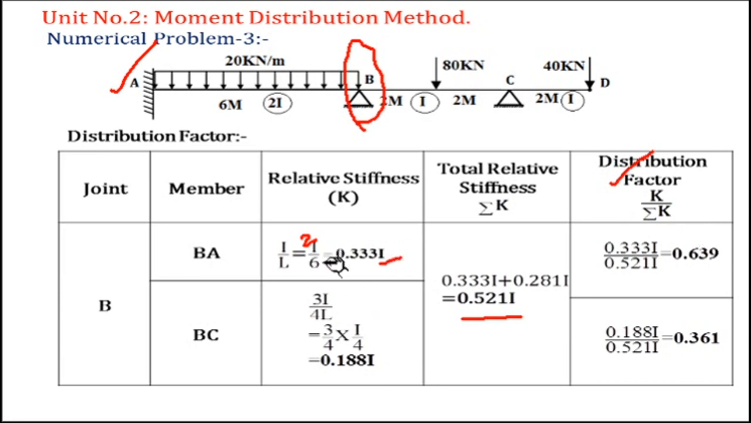Now find out distribution factor for each member. So relative stiffness k divided by summation of k. So 0.33I divided by 0.521I is equal to 0.639. Distribution factor for BC: relative stiffness 0.188I divided by total relative stiffness 0.521I is equal to 0.361.